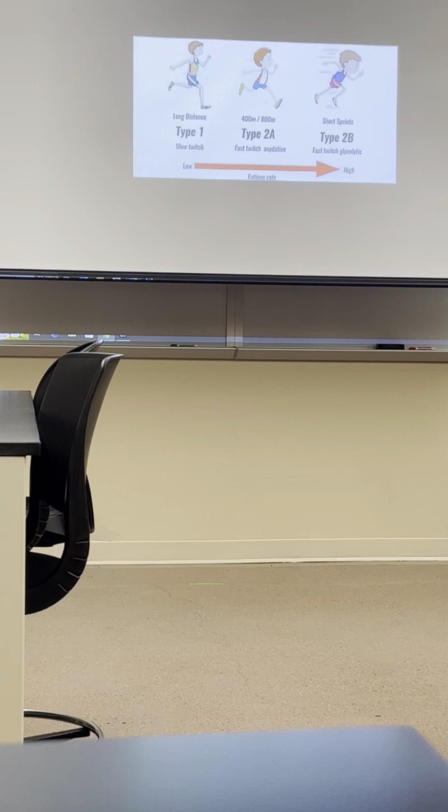Type 2A are kind of intermediate, right? They generate a pretty high amount of force and are moderately resistant to fatigue. For example, a world-class 400 or 800 meter sprinter is going to have a lot of type 2A. Type 2B is high force production with very low exhaustion time. So a world-class 60 meter runner, 100 meter runner, high jumper, long jumper, shot putter, javelin, discus, all of that is going to be type 2B.